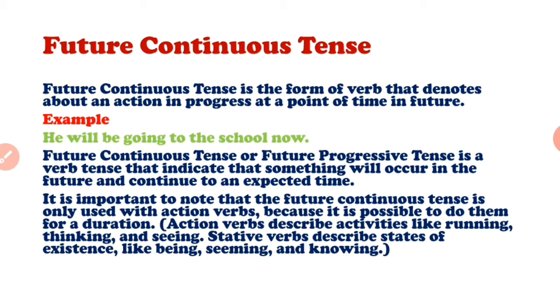Yes, students, you should keep in your mind. You can check existence like being, it means to be, seeming, to seem, and knowing, to know. In this way you can categorize these verbs, stative verbs and action verbs.